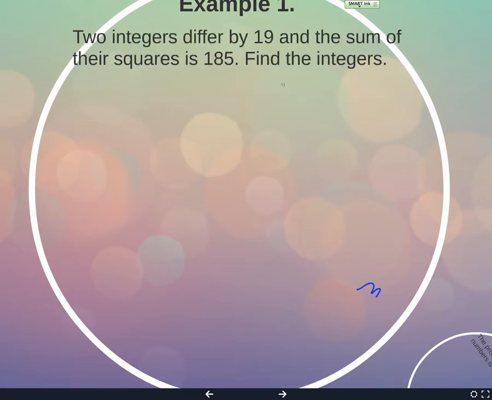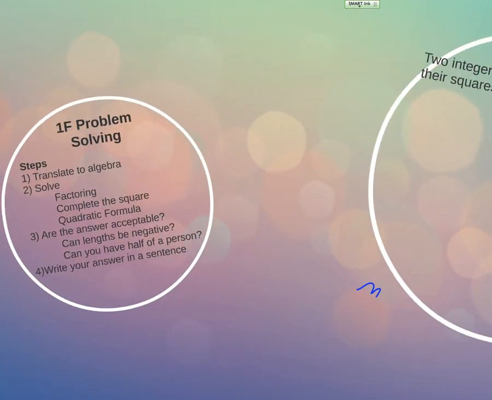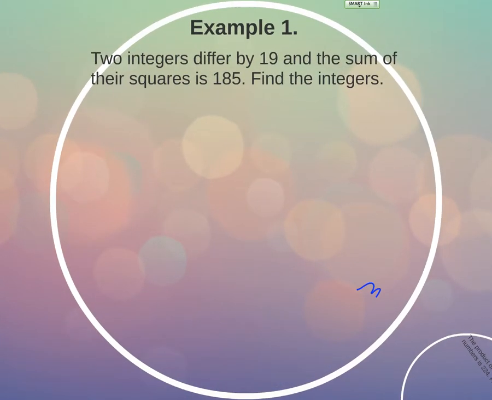Okay, so what does differ mean? What operation would differ be? Subtraction. So let's say that one of my numbers is x, then the other number would be x minus 19 because of that word differ. So I've got x and x minus 19. The difference between those two numbers is 19.